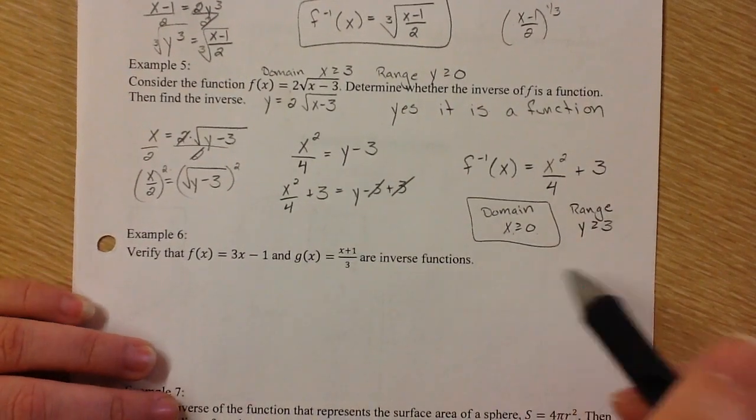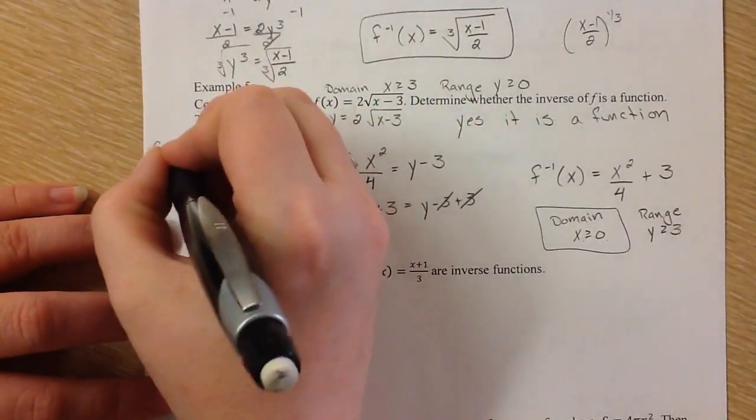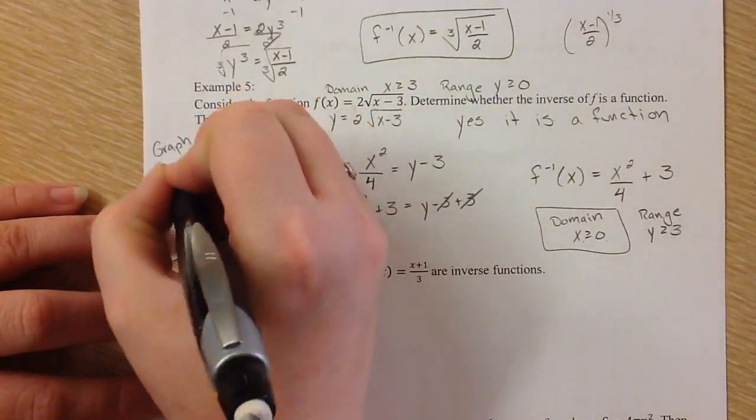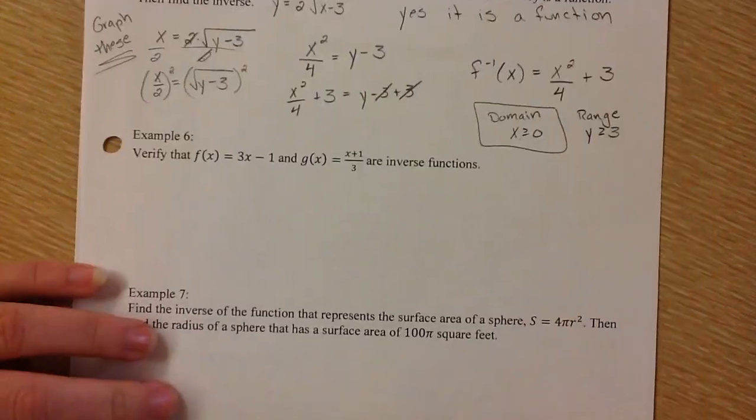We need to know that domain if there's that domain restriction. So I highly encourage you always to graph these, to check them, to make sure you don't have any domain and range issues.